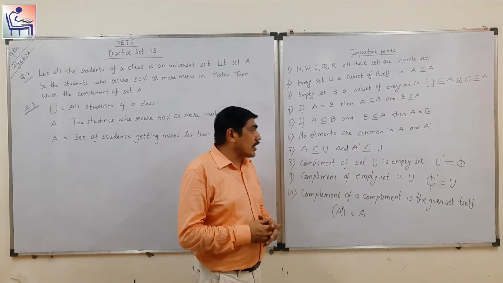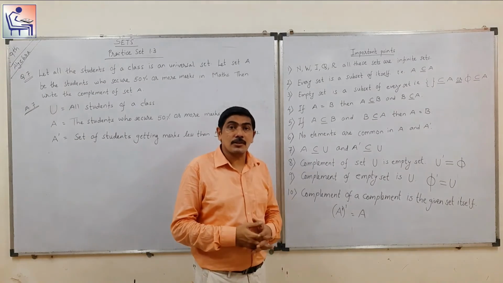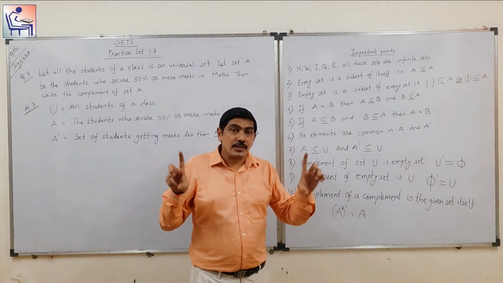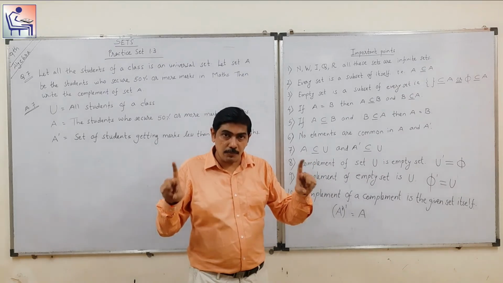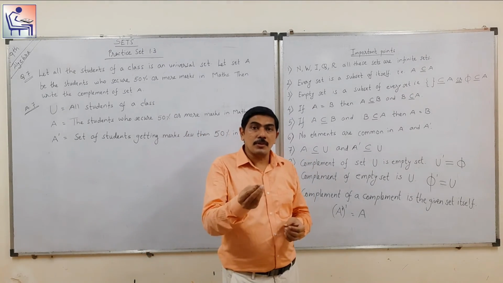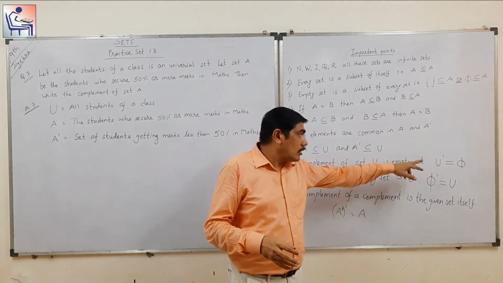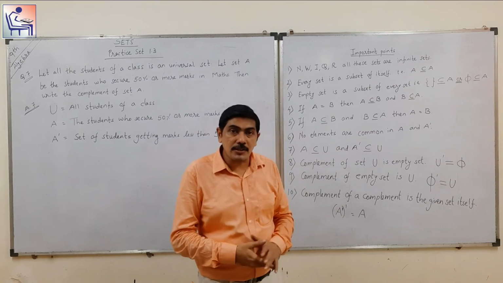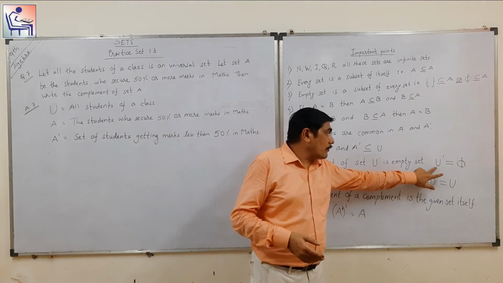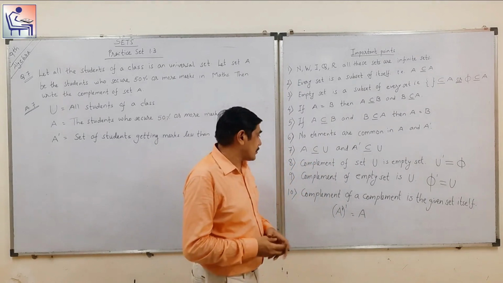Now complement of set U, that is a universal set, is empty set. अगर सारे के सारे एलिमेंट्स किसी सेट में होंगे मतलब यूनिवर्सल सेट में होंगे तो उसका कॉम्प्लीमेंट क्या बनेगा? उसका कॉम्प्लीमेंट मतलब जिसमें कोई भी एलिमेंट्स ना हो और वो है आपका नल सेट या तो एम्प्टी सेट. So complement of universal set is null set or you can say empty set.